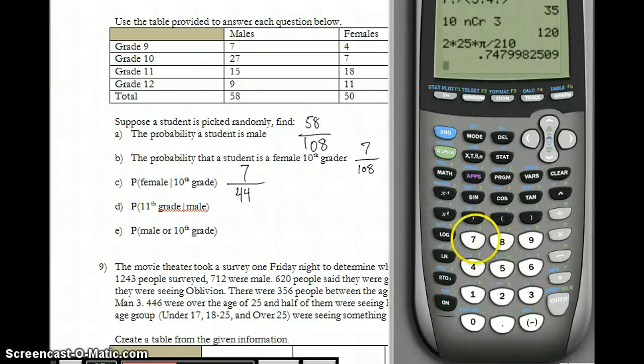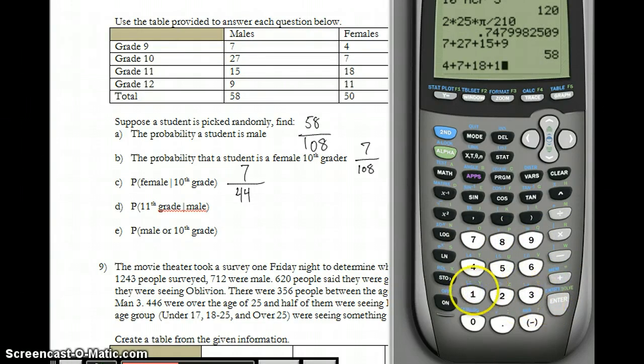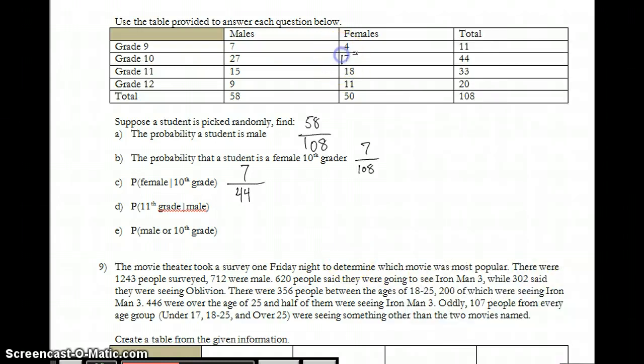Let's double check a couple of those. 7 and 27, 15 and 9. That is 58. 4, 7, 18, 11. That is 40 instead of 50. This should be a 17. So this will change to a 17, and that would change to a 17. I'll change that on the copy I give to you guys before I make copies.